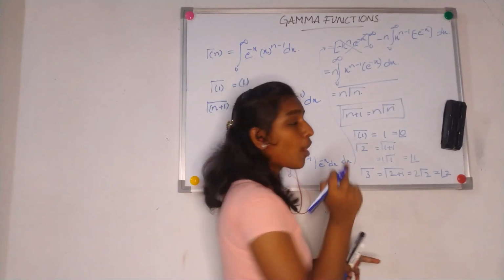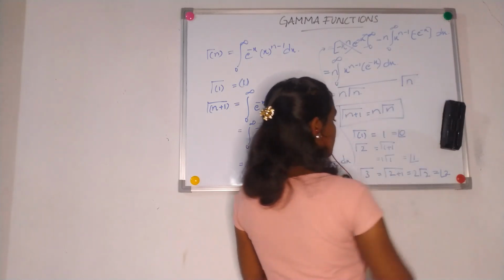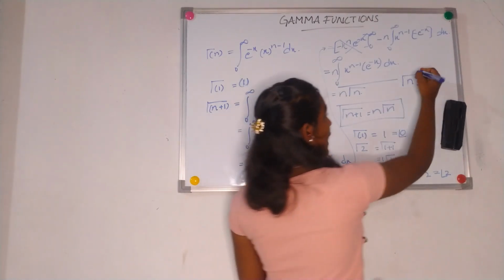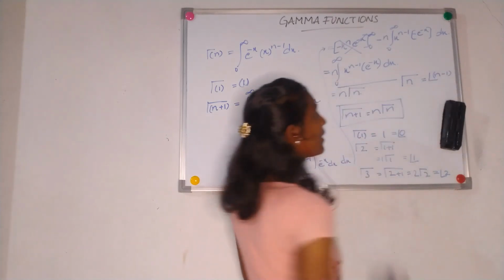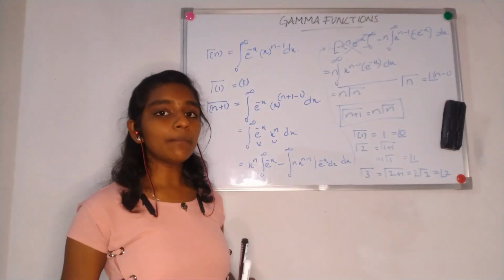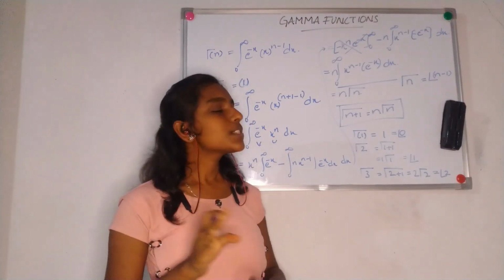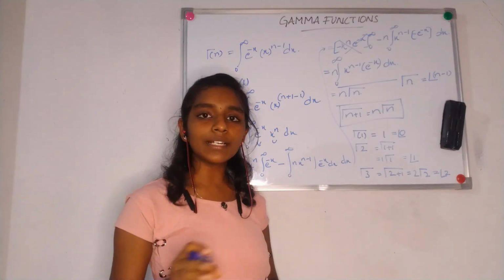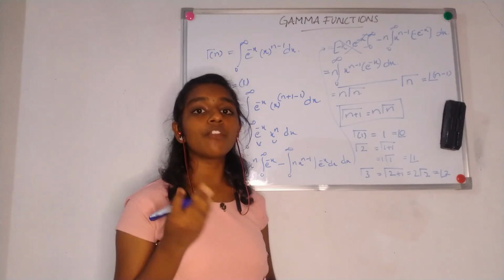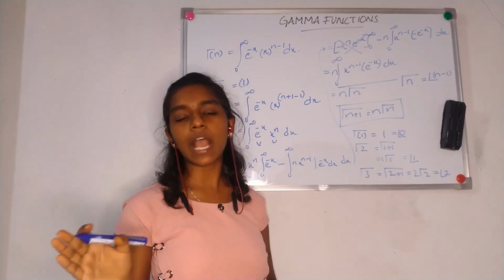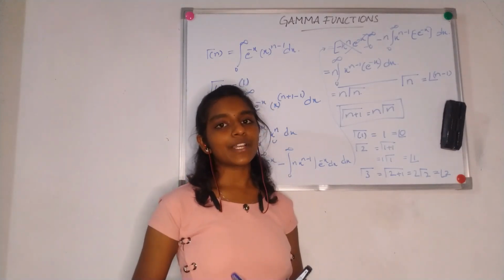So then what would be the general form? Gamma of n gives me factorial of n minus 1. Got it? Hope you have got the point. So in the same way you are going to get all the gamma values. That will be very helpful for us to solve beta problems very easily and also gamma function problems. Okay, so that is it about the gamma functions.